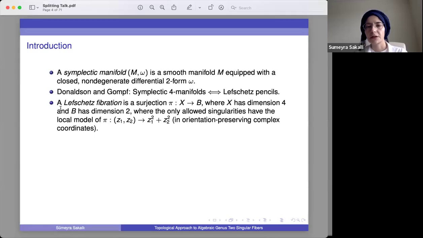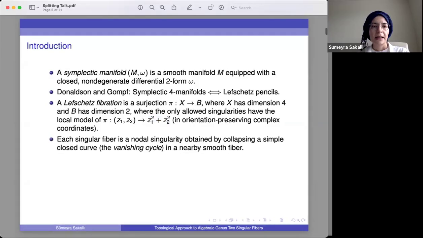Basically, when we say a Lefschetz fibration, it is a surjection from a 4-dimensional manifold onto a 2-dimensional manifold. And we allow this map to have singularities, but they should be only of this specific type. Or if you do a coordinate change, instead of z1 squared plus z2 squared, you may make it z1 times z2. But basically, this is telling you that all singularities will be of nodal type. We call them Lefschetz type singularities. And here we are working in orientation preserving complex coordinates. And each singular fiber, as I just said, is a nodal singularity.